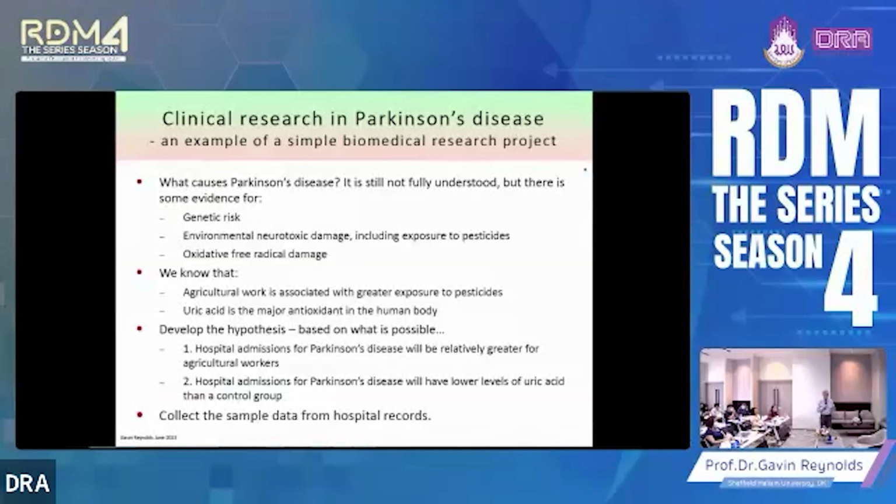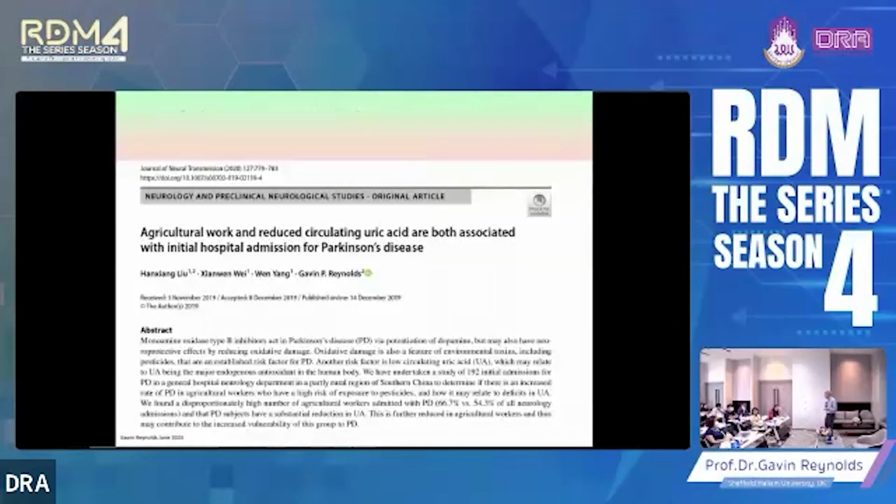Okay, those were our two hypotheses, and all we had to do was go through patient records to look at biochemical data from the lab and details of diagnosis of people coming into a big general hospital in southern China. And this is something that could be done very easily in Thailand, I think. And then we found that actually our hypotheses were correct. And in doing that, we were able to publish a fairly simple paper that essentially showed that both agricultural work and low levels of uric acid were risk factors for Parkinson's disease.